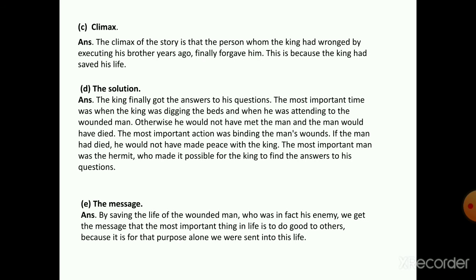And the message which we get from this story: by saving the life of the wounded man, who was in fact his enemy, we get the message that the important thing in life is to do good to others, because it is for this purpose alone we were sent into this life. You can take a screenshot of this type of big question.